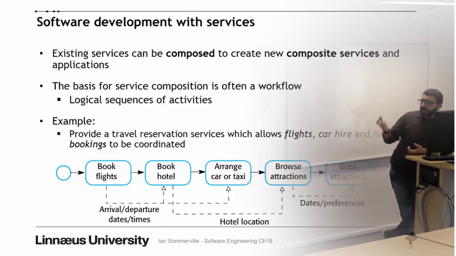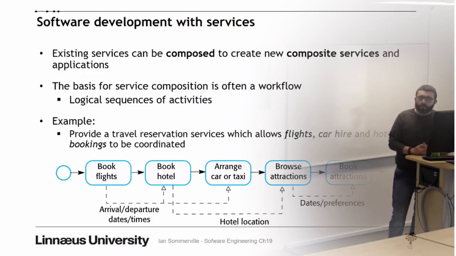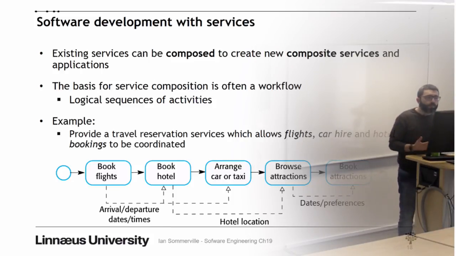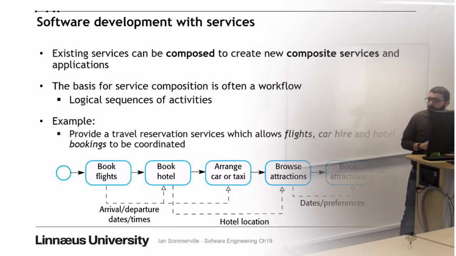So the idea is that every single activity can be implemented by a different service. For example, we can use, I don't know, SAS web service for booking the flight, and then we can use booking.com for booking a hotel, and Uber for arranging a taxi, and then we can use, I don't know, TripAdvisor for browsing the attractions and booking them. So four different services provided by four different organizations.